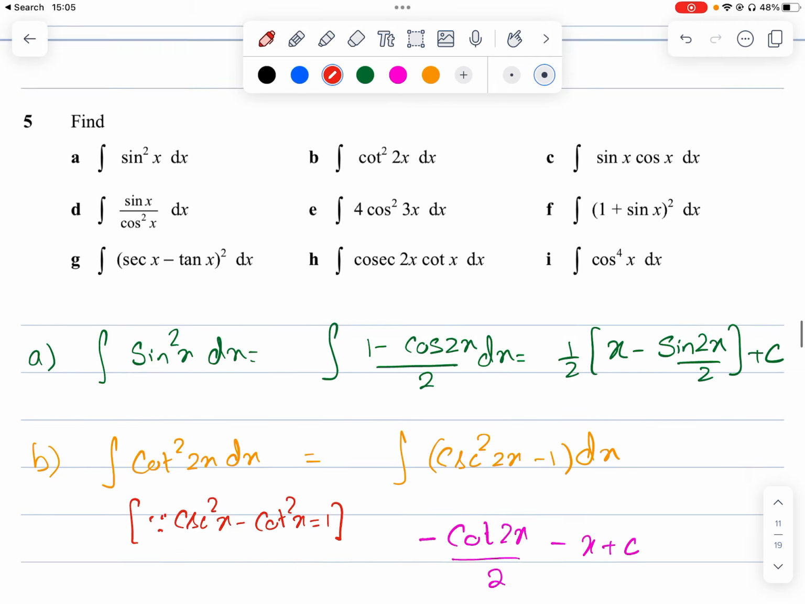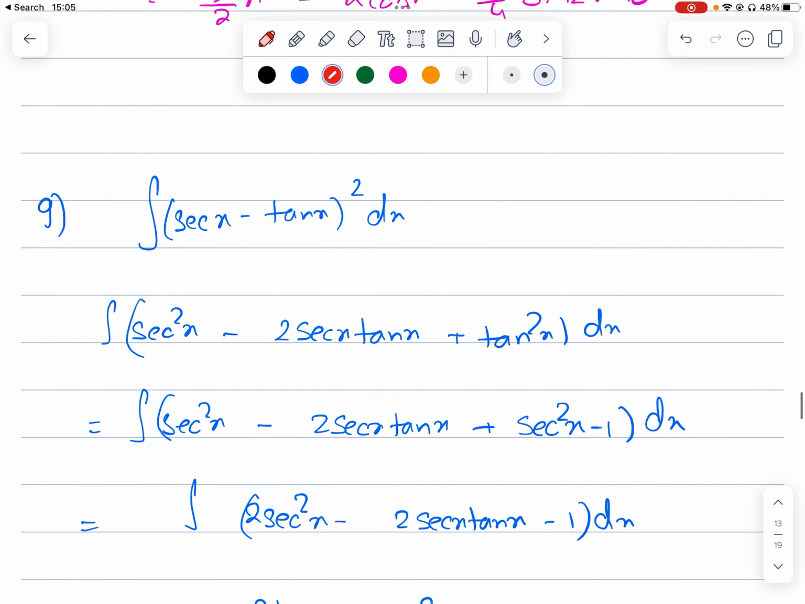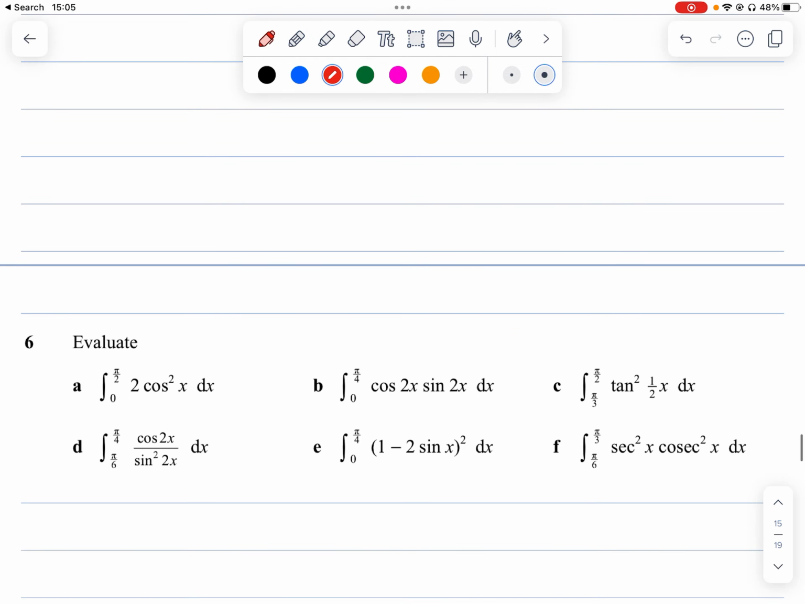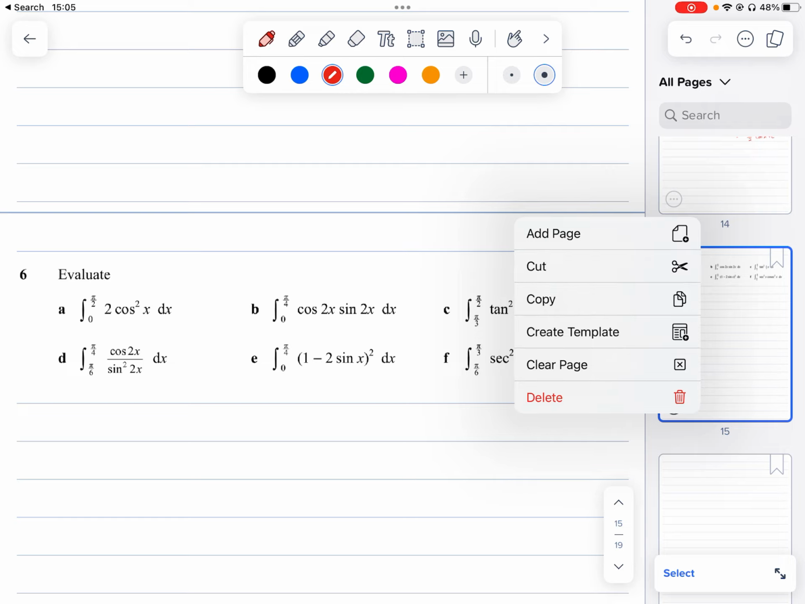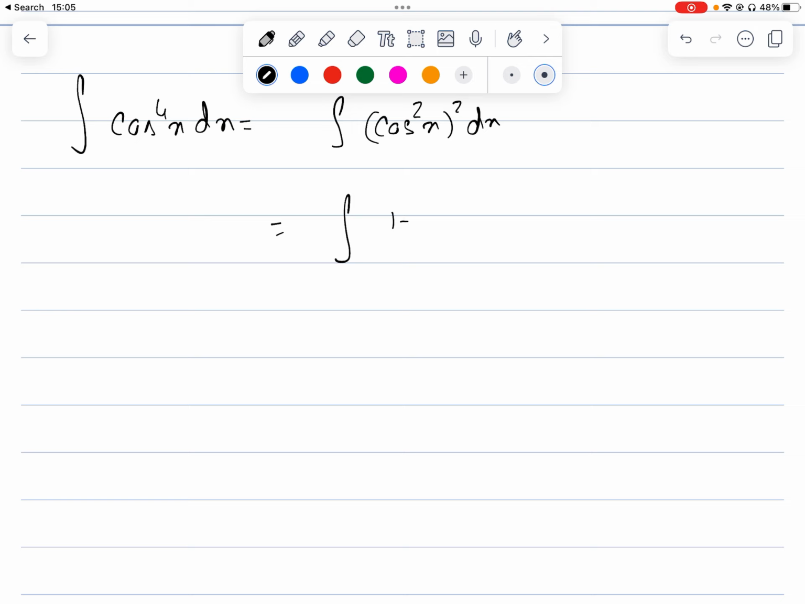And finally, integral of cos to the power of 4x. So let me start in a new page. This is a big question. Integral of cos to the power of 4x dx. Cos to the power of 4 can be written as cos square x whole square. Cos square x can be written as 1 plus cos 2x upon 2, whole square. So it is 1 upon 4, 1 plus cos 2x whole square.